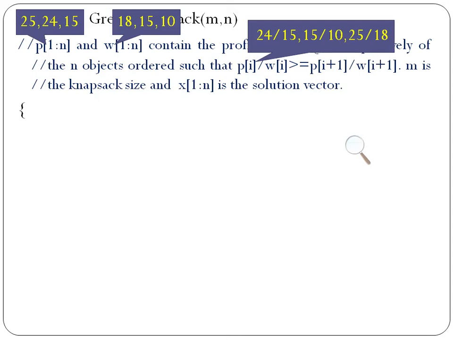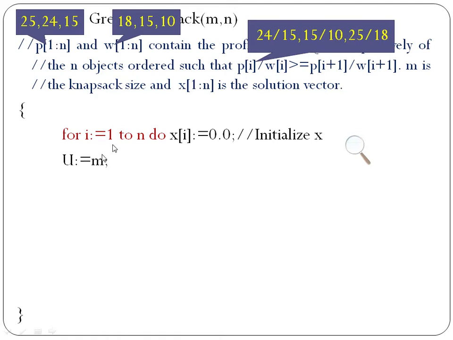Now here, for I equal to 1 to n, do x of I is equal to 0.0. So here we initialize our solution vector. After that, u is equal to m, which means we assign this knapsack size to u.